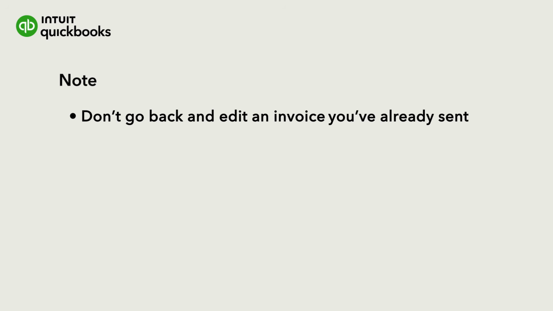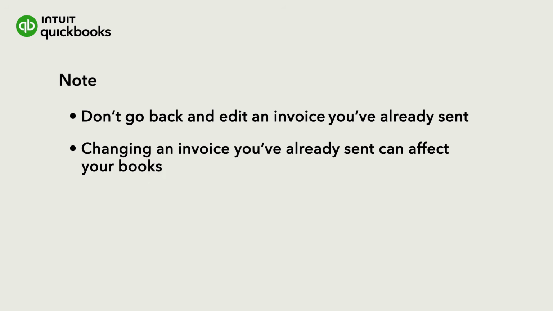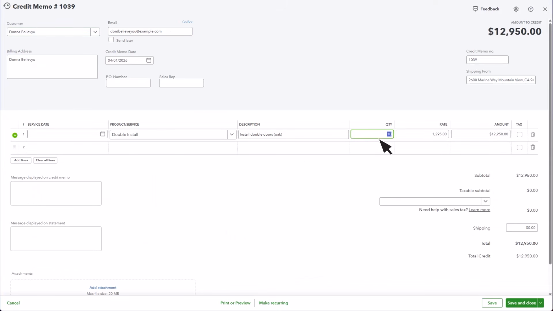Note that it's important not to go back and edit invoices that you've already sent. If you change an invoice after you've sent it, you risk changing information from a prior period. To change a customer's balance the right way, use a credit memo. Adjust existing information or enter any new details and select Save and Close.